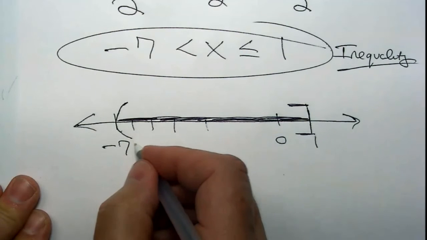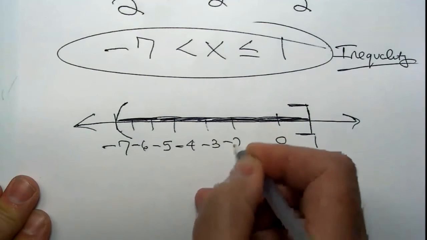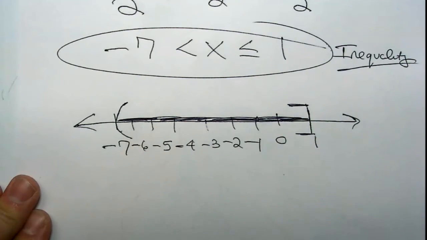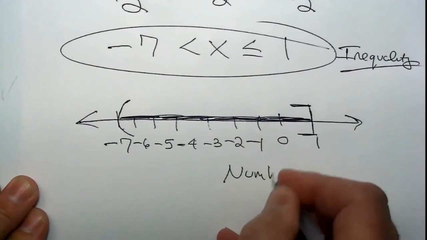Might be a good idea to mark these off. Minus 6, minus 5, minus 4, minus 3, minus 2, and minus 1. Therefore, we know that those are all in the solution set. So this is how to represent it on a number line.